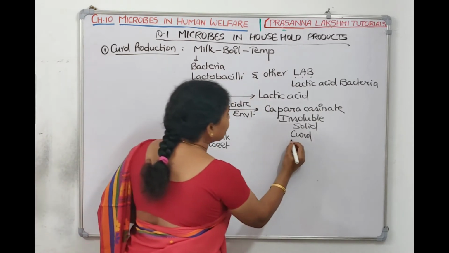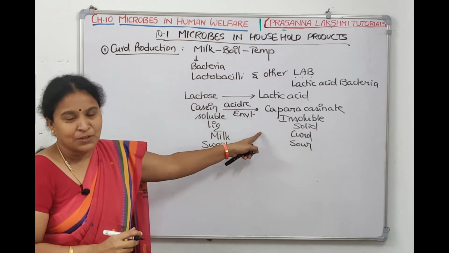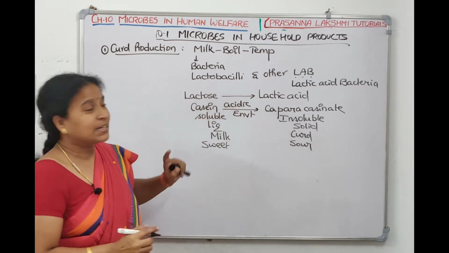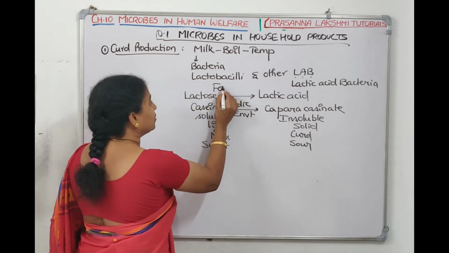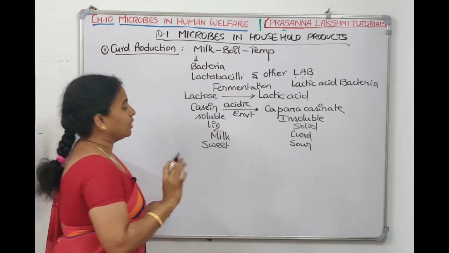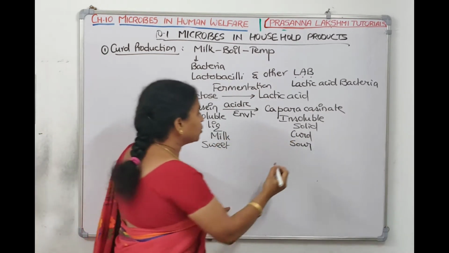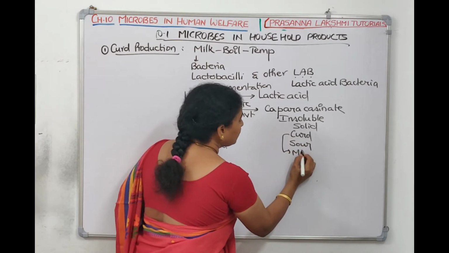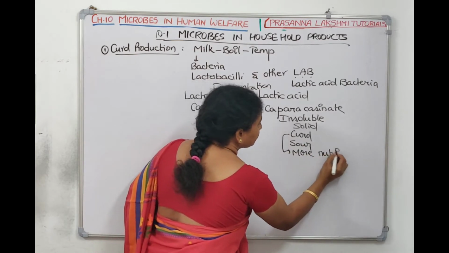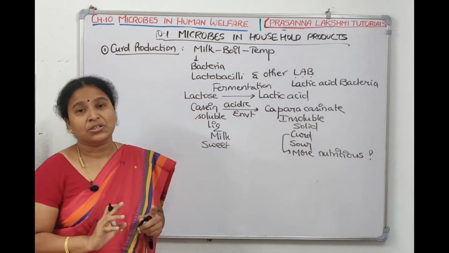Since it contains acid, curd will be sour in taste. So this is a mechanism, and this process of conversion of lactose to lactic acid is called fermentation. We tell that curd is more nutritious than milk. Why is curd more nutritious than milk?